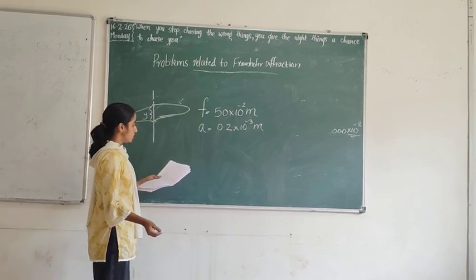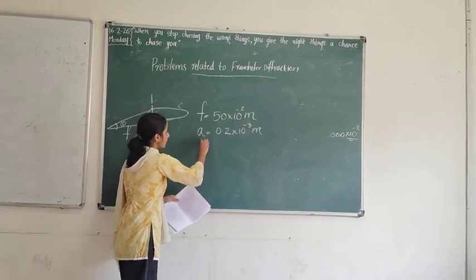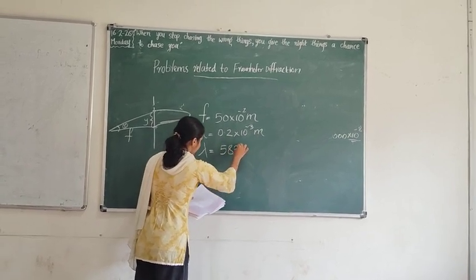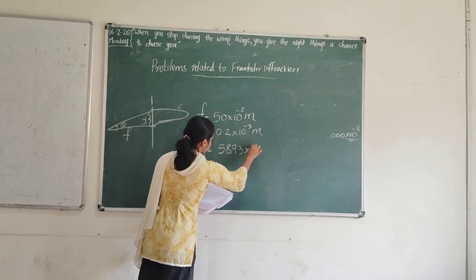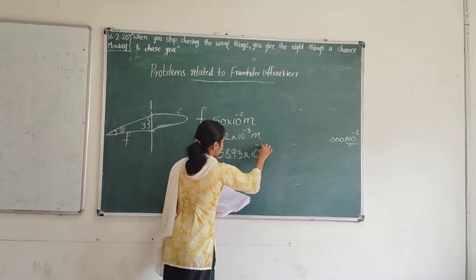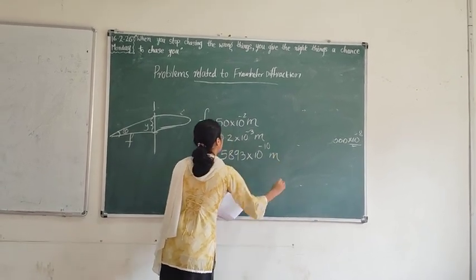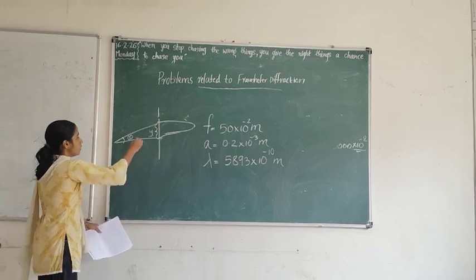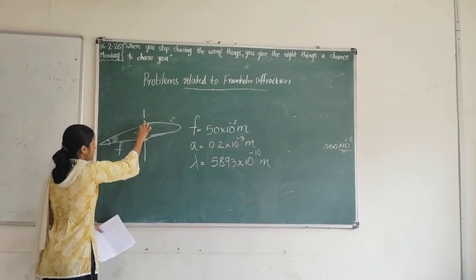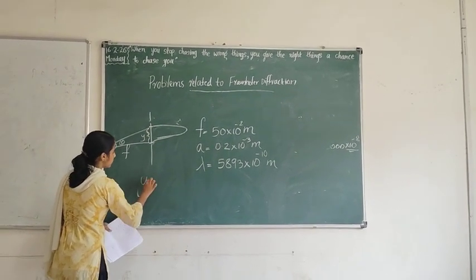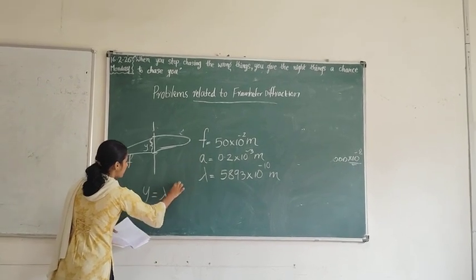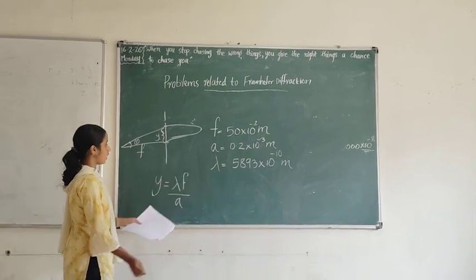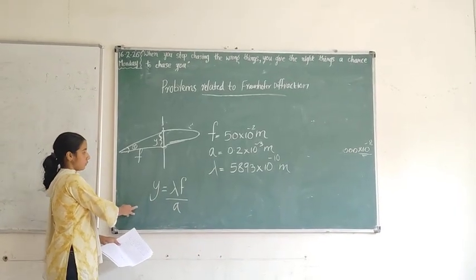Then the wavelength lambda is equal to 5893 into 10 raised to minus 10 meter. It's the given data. We know the equation y is equal to lambda f by a. Then just substitute all these values into this equation.